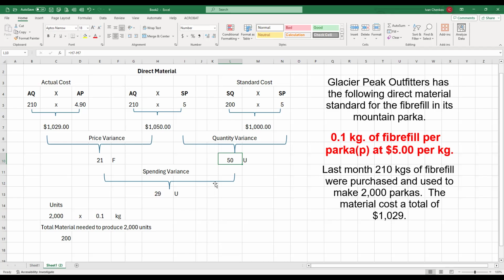Now, since we see those variances, as you can see, there's a fluctuation in the numbers, right? Generally, are we losing money, or are we saving?